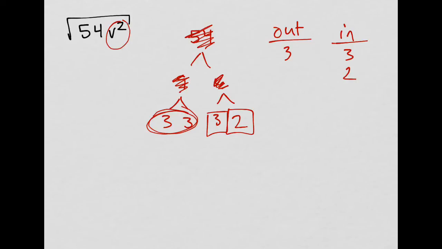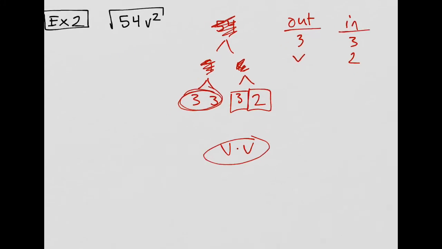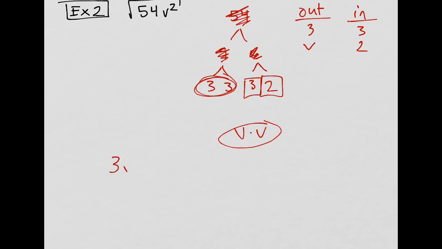Okay, then v squared. V times v. That's v squared. Well, there's a pair. So that goes on the outside. So I have 3v square root of 3 times 2. I'm multiplying. That's 6. And that's all there is. I'll do another real quick.